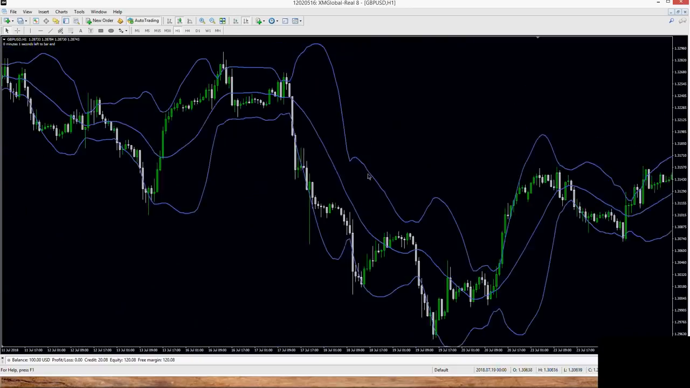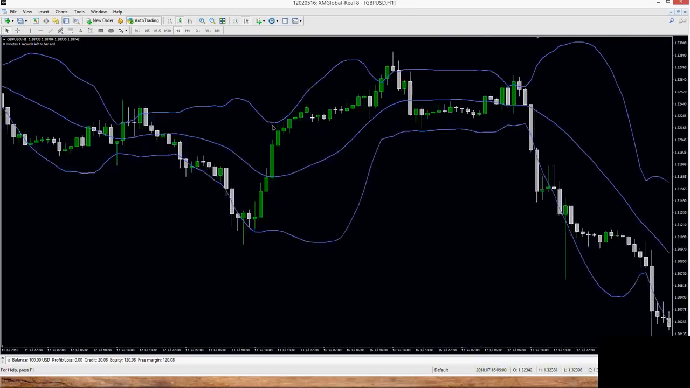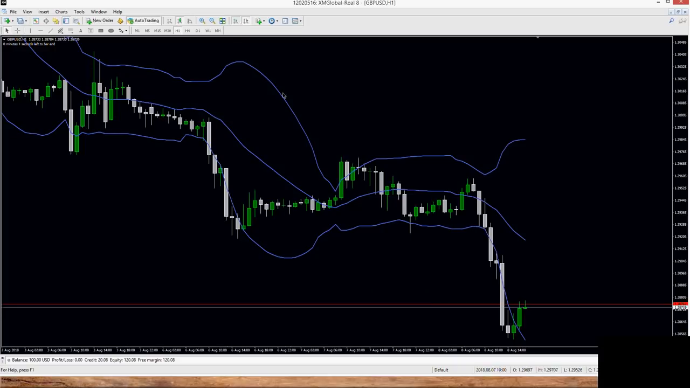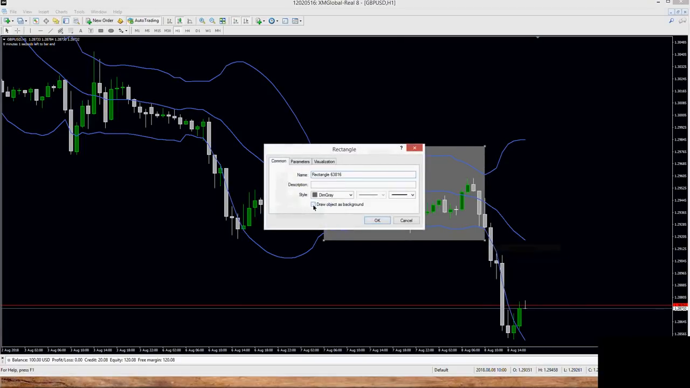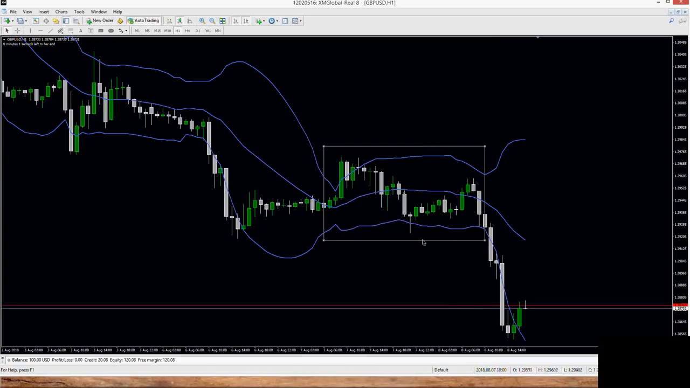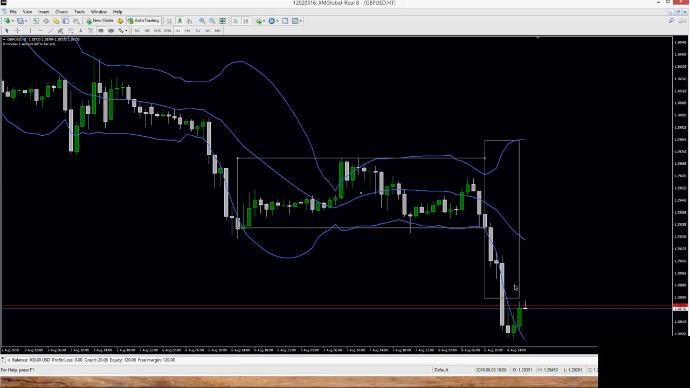All right. So as you can see over here, this is a good example that we have a sideways Bollinger Band over here, and then we have a momentum Bollinger Band over here. Okay, so this is very important for you guys to identify.